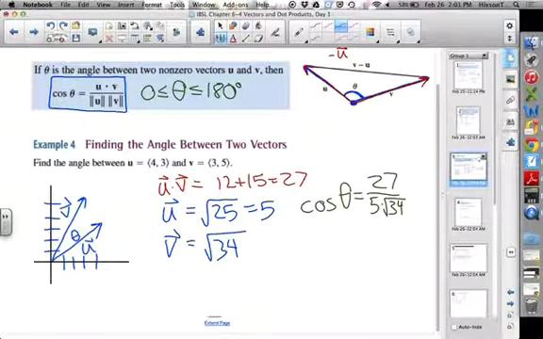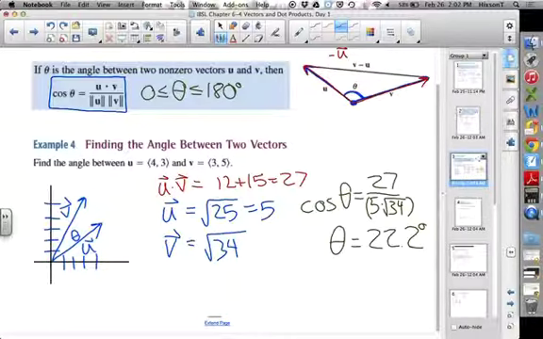But what do we get in this case? Theta equals the inverse cosine of 27 over 5 root 34. It says an error. 22.16. So 22.2. If you got an error, it's probably because you didn't put parentheses around your denominator. 27 divided by 5 root 34.